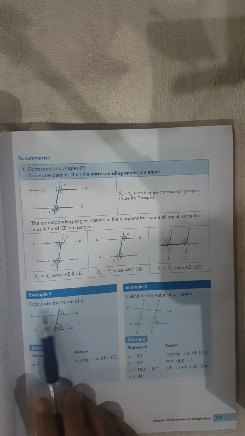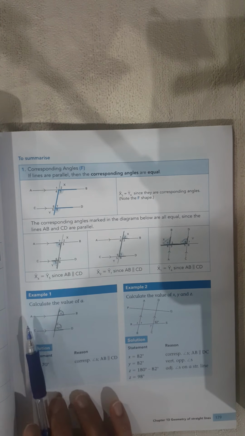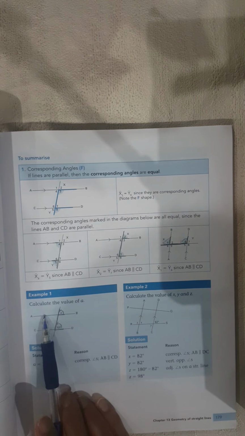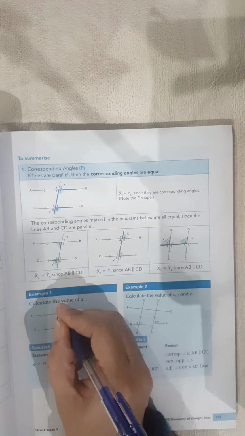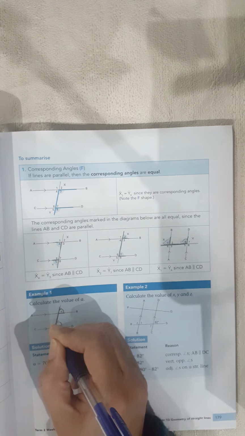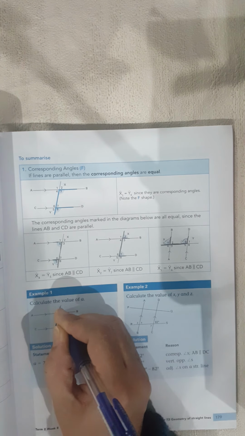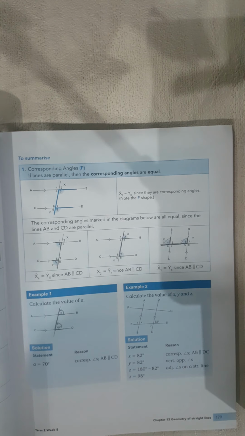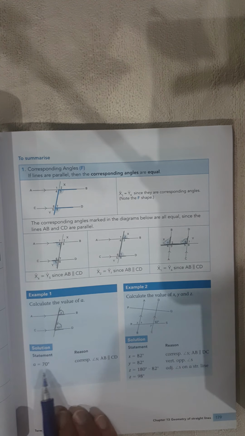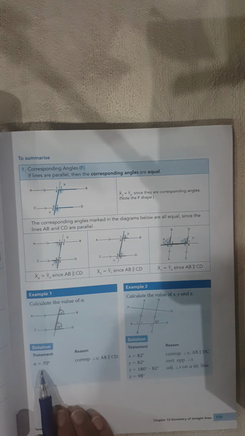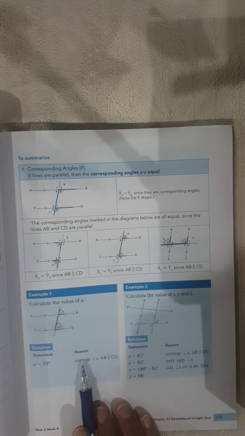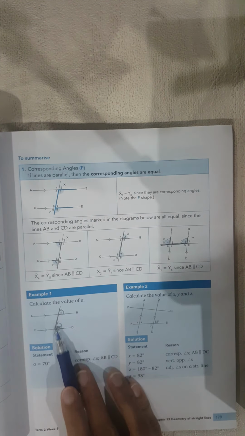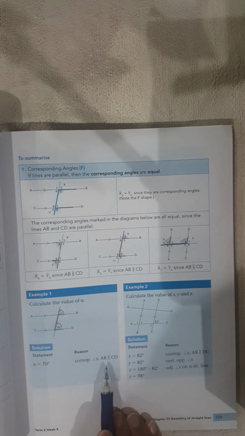Let's look at this example here. Calculate the value of A. AB is parallel to CD, right? We've been given that by these two arrows. So I draw, can you see my F here? I draw a line down the transversal, across the parallel line, and across the parallel line. So this angle and this angle is called what? They're called corresponding angles. So A is equal to 70 degrees. And why am I saying A is equal to 70 degrees? They are corresponding angles in the F shape, and AB is parallel to CD.